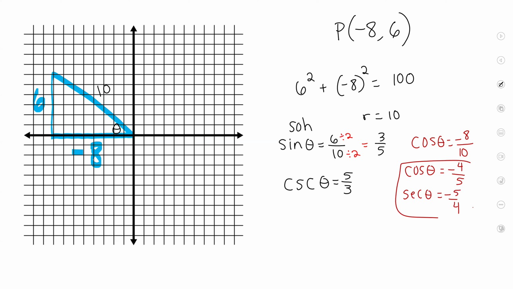So these are those two. And for tangent of theta, you have opposite, which is 6, over the adjacent, negative 8. This simplifies to negative, we're going to divide this by 2 and this by 2. So we'll get negative 3/4. And cotangent of theta is negative 4/3.